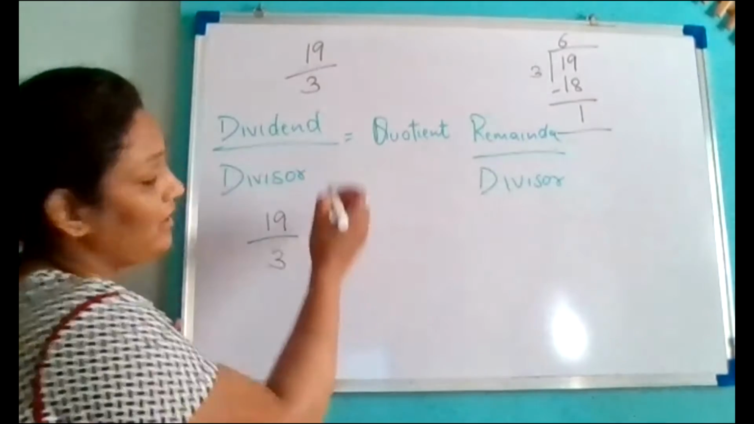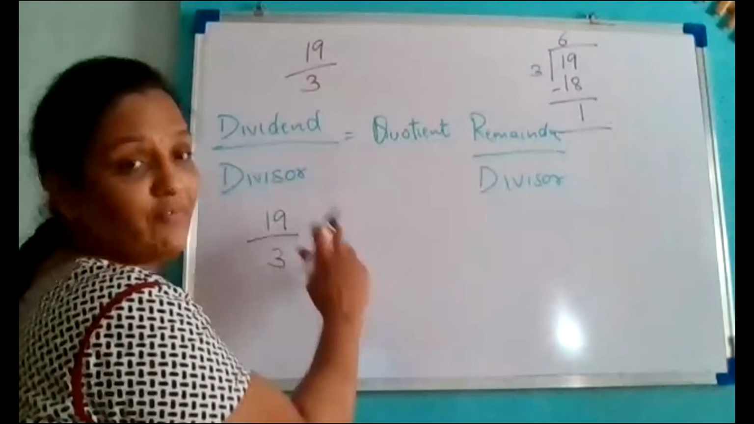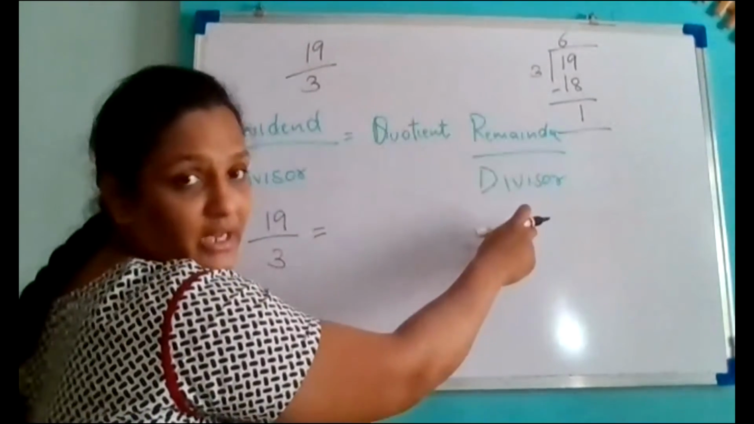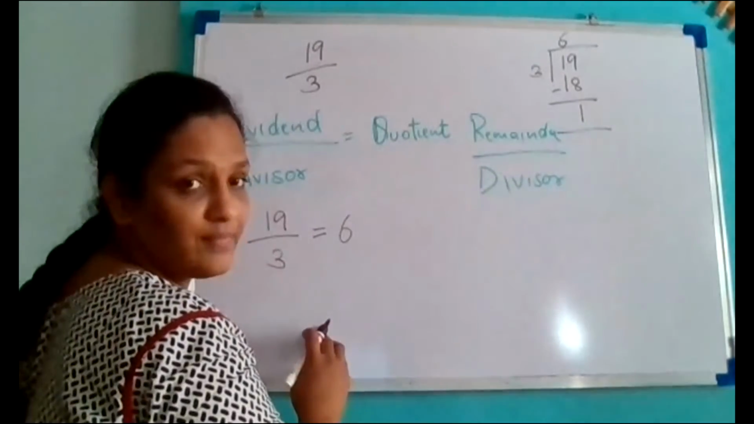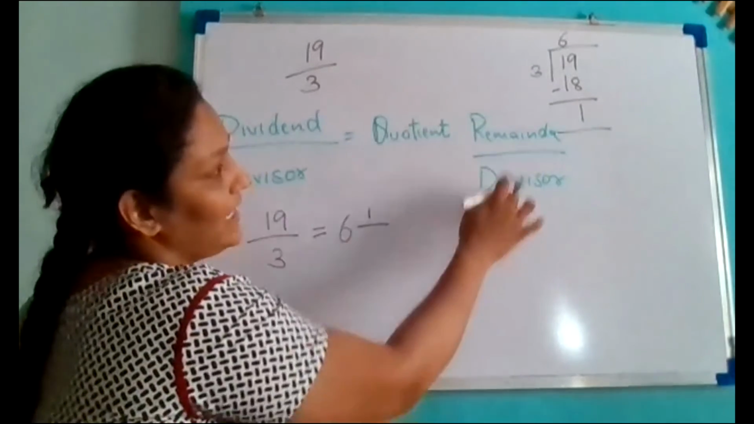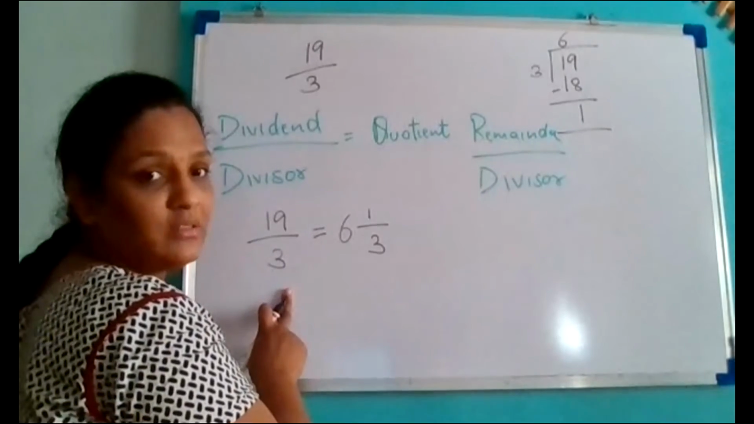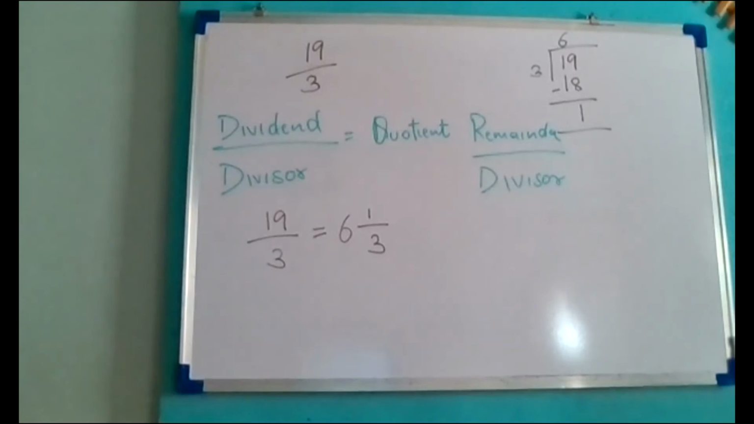Now we have to find the mixed fraction. You have to follow quotient, remainder upon divisor. So what is the quotient here? 6. What is the remainder? 1. And the divisor is 3. So 19 upon 3 is equal to 6 and 1 upon 3. Correct? Yes.